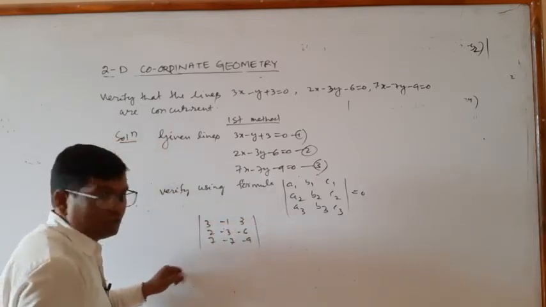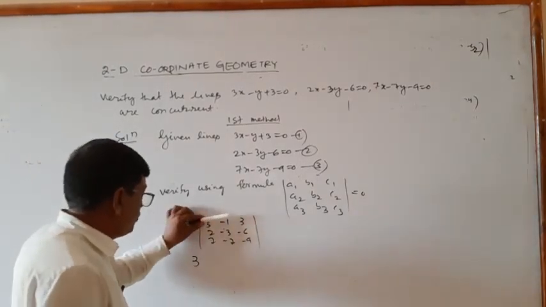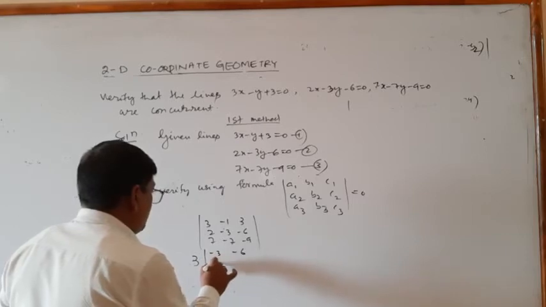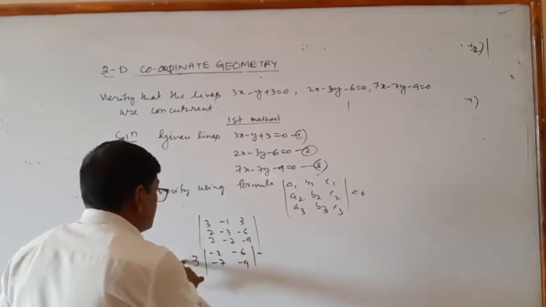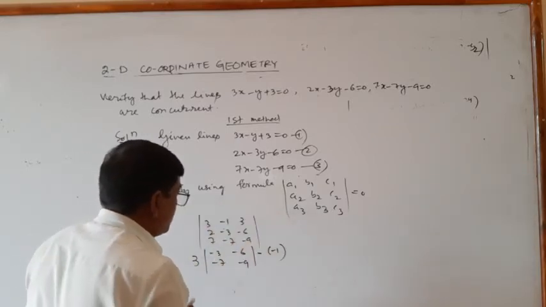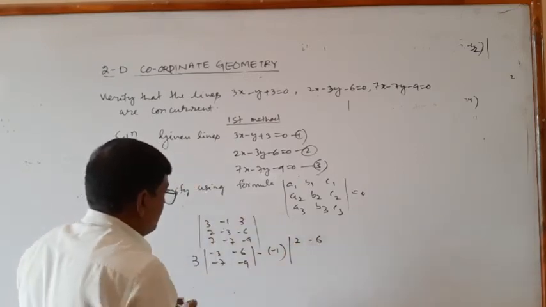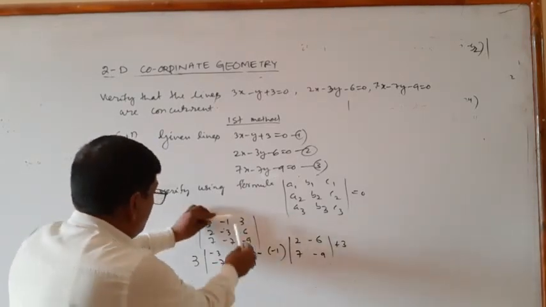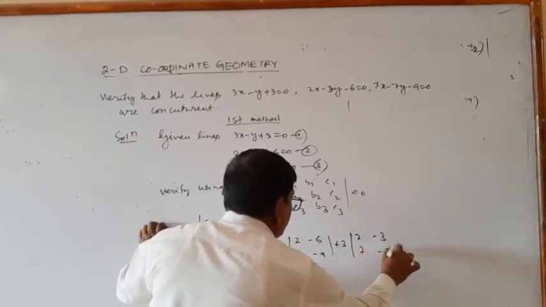Now expand this. 3 into, cover the row and column of the first element, minus 3, minus 6, minus 7, minus 9. Then minus of this, plus sign, this minus of minus 1, cover its row and column, 2, minus 6, 7, minus 9. Plus 3 into 2 minus 3, 7 minus 7.